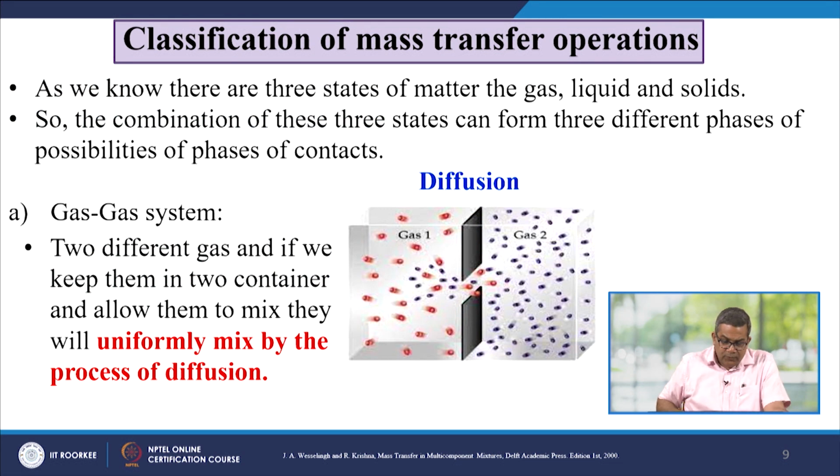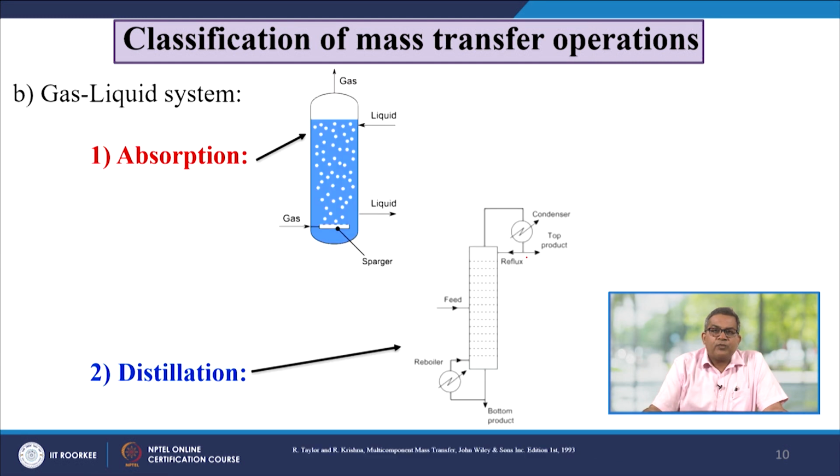Then let us classify the mass transfer operation. As we know, there are three states of matter: gas, liquid and solid. The combination of these three states can form different phases of contact. One is the gas-gas system, with two different gases, gas 1 and gas 2. If we keep them in two containers and allow them to mix, they will mix uniformly by the process of diffusion.